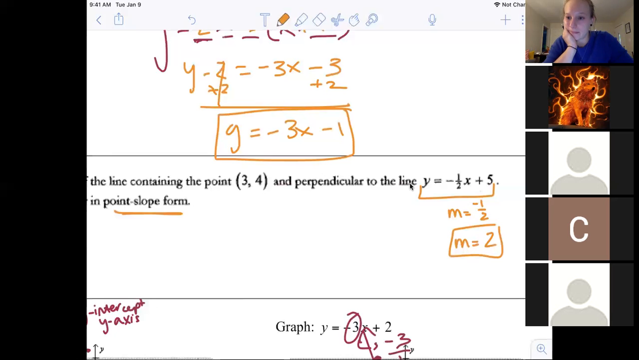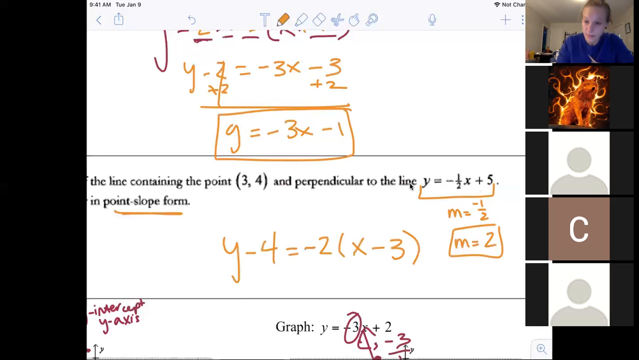y minus 4 equals -2 in parentheses x minus 3. Thank you for saving us, Kate, from that awkward silence.